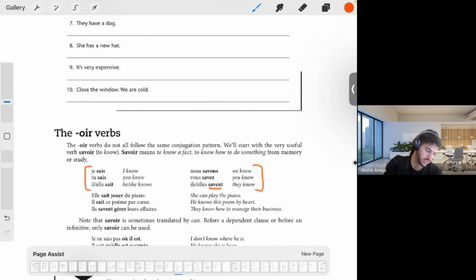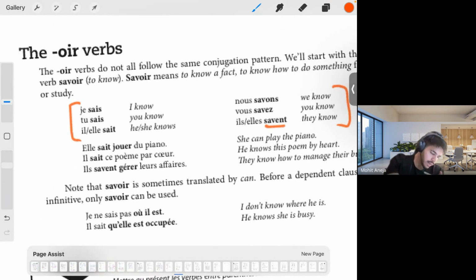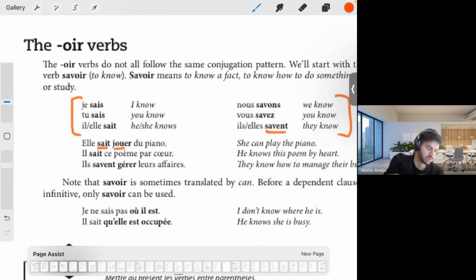I'll go back one page. You see, right after savoir, what is used? An infinitive. Jouer. Savoir jouer, savoir faire quelque chose. So savoir is often followed by an infinitive of a verb, which will translate to how to. For example, she knows how to play.